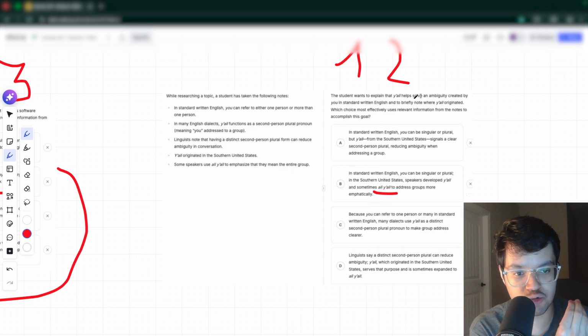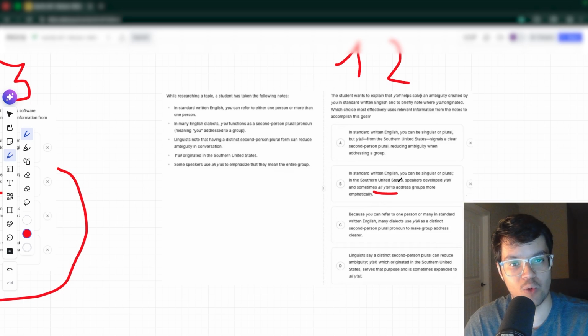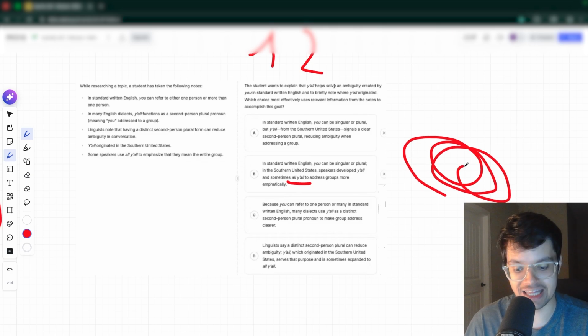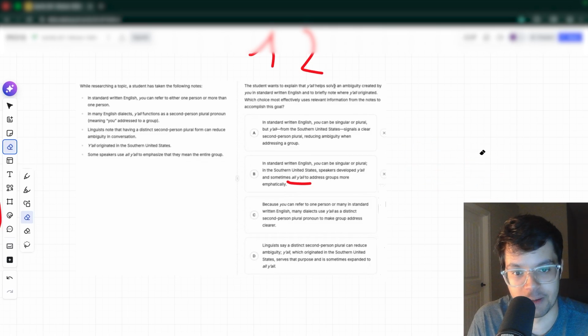It says we're trying to find a place where it solves an ambiguity. It just says why it was useful. It doesn't actually explain where there was an ambiguity being solved. We need to be looking for something where it was super unclear and then y'all just made it fixed, like made it better essentially.